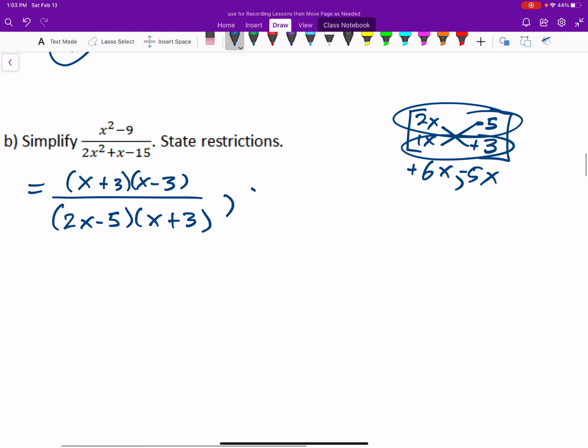At this point, I'll get my restrictions. So from this factor, x cannot equal negative 3. And from this factor, x cannot equal positive 5 over 2, or 2.5. And again, I'm just doing it in my head, but you could always do some rough work where you just set 2x minus 5 equal to 0 and solve it. You'll get 2.5 or 5 over 2 when you do that. There's my restriction.